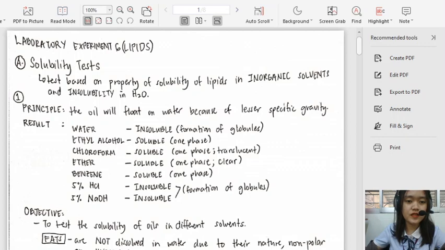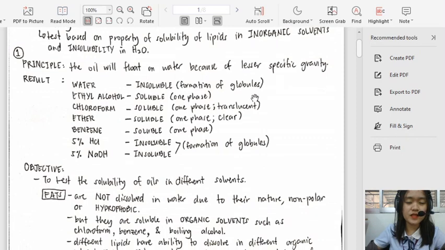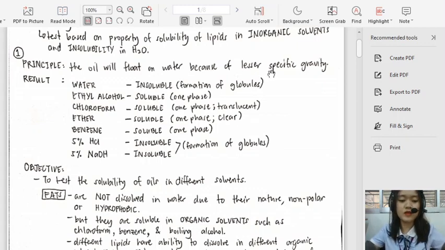Okay, so for subtest number 1, ito yung sinasabi ko, class, yan. Alisin niyo yan. Organic solvents yan siya. Okay, so for subtest number 1, the principle is the oil will float on water because of lesser specific gravity. So, ano ba yung procedure?